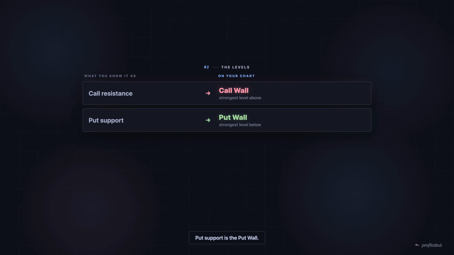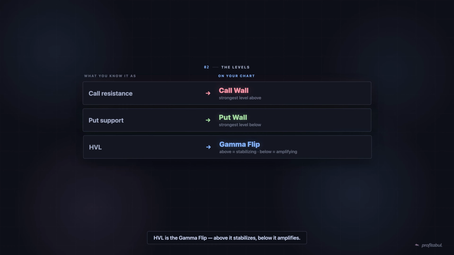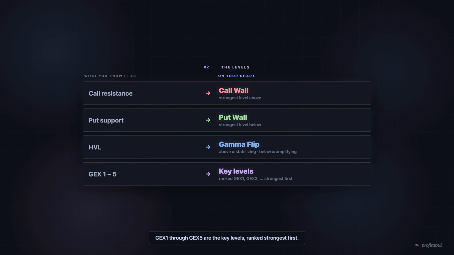Now the levels. Call resistance is the call wall, put support is the put wall, the high volume level, or HVL, is the gamma flip, and it works the same way in miniature. Above it, the tape stabilizes. Below it, it amplifies. And the ranked strikes you might know as GEX 1 through GEX 5 are simply the key levels, labeled GEX 1, GEX 2, and so on, strongest first.